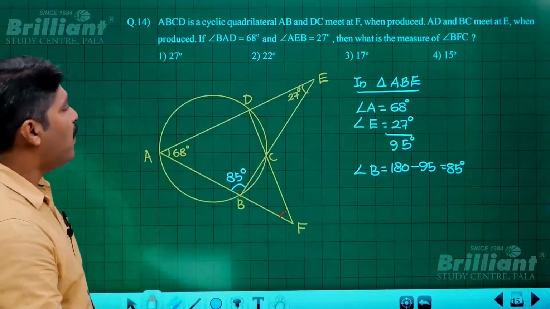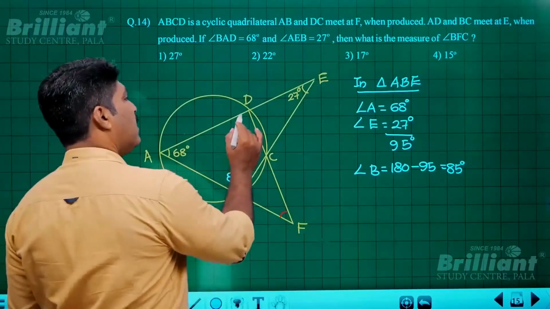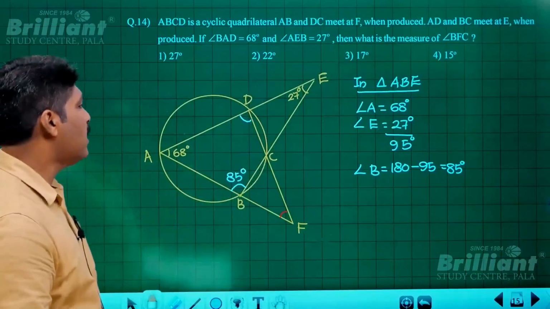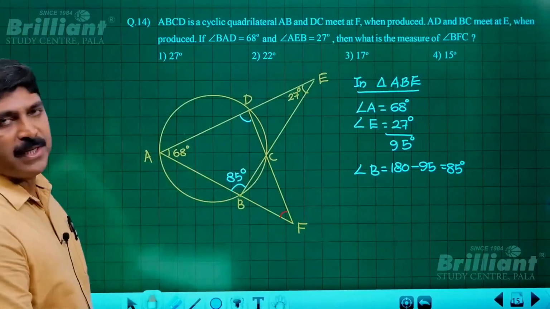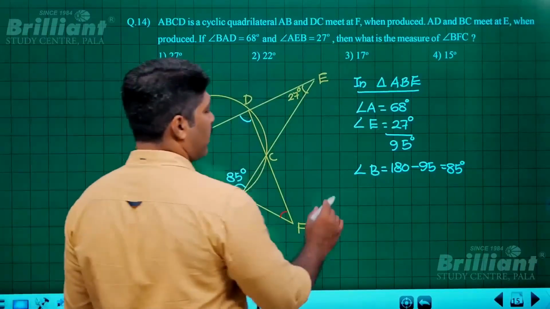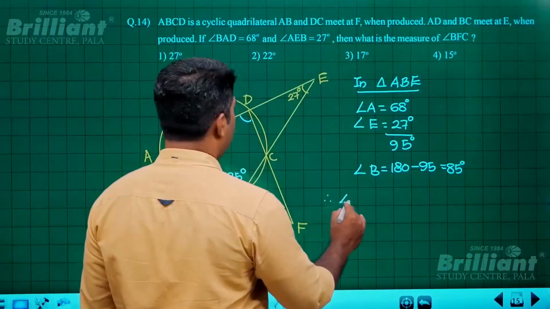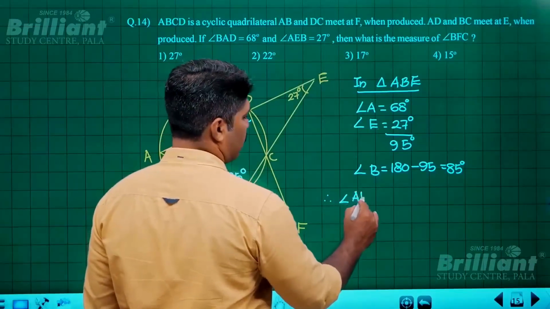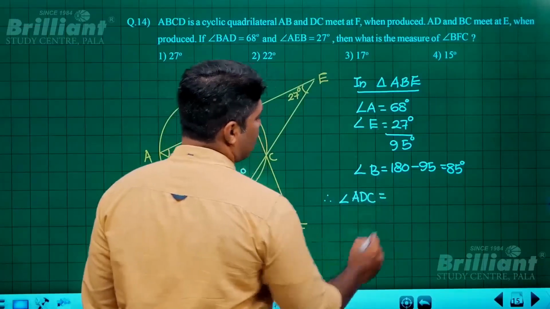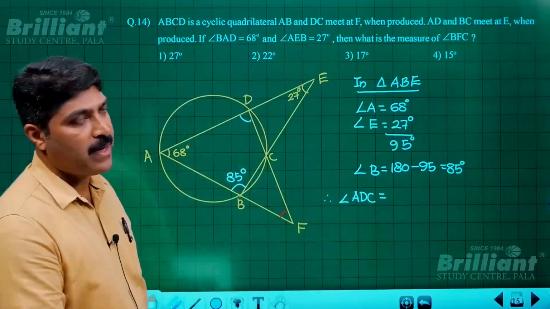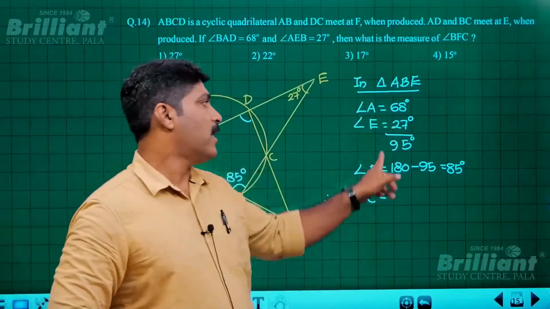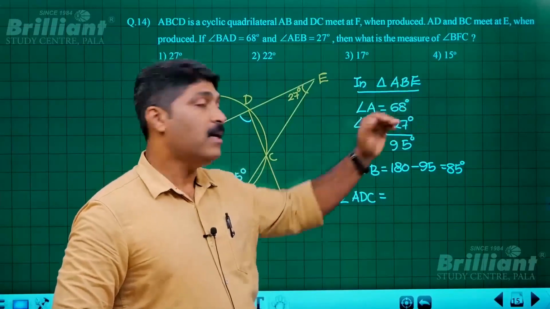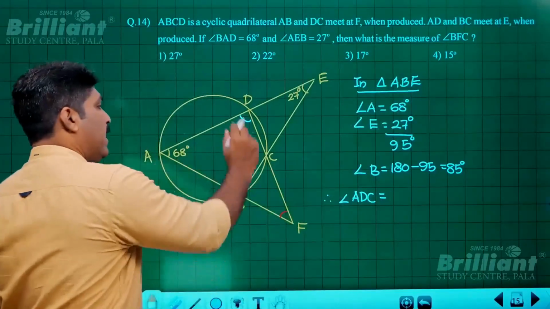Therefore, what is the angle D in cyclic quadrilateral ABCD? So here we can consider the angle ADC. So that angle ADC is an angle of the cyclic quadrilateral. Don't forget, this is only the case of triangle AB. Then after that we are considering this ADC.